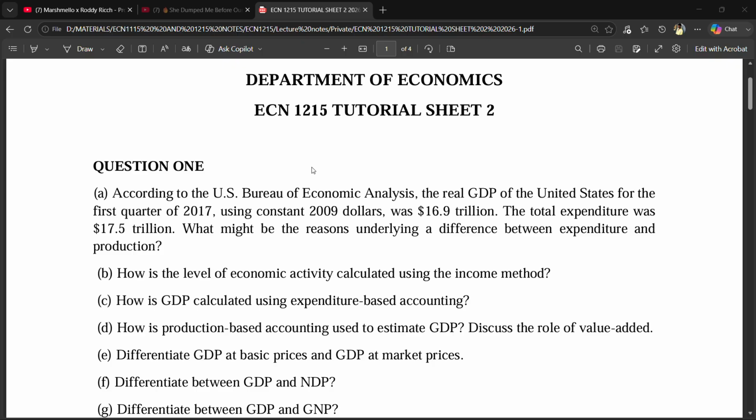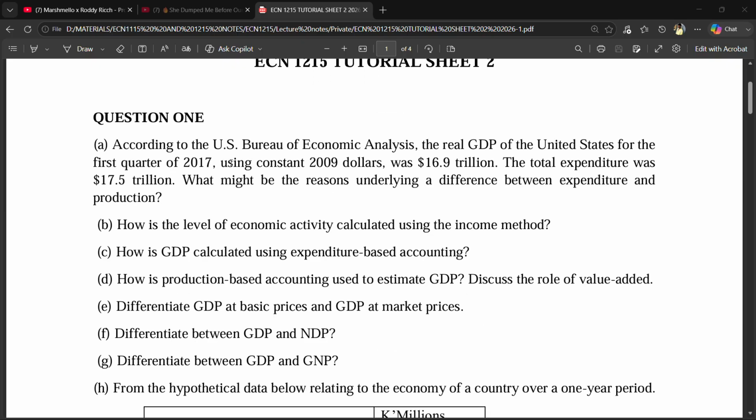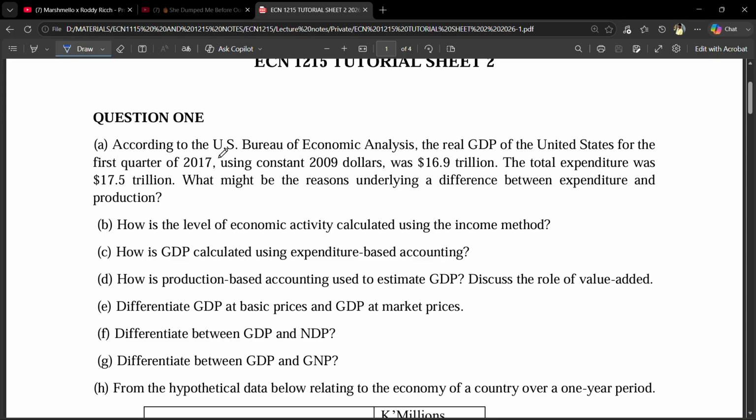This is macroeconomics. Tutorial sheet 2, question 1 part A reads: according to the US Bureau of Economic Analysis, the real GDP of the United States for the first quarter of 2017, using constant 2009 dollars, was 16.9 trillion. So this is what we had as our real GDP.